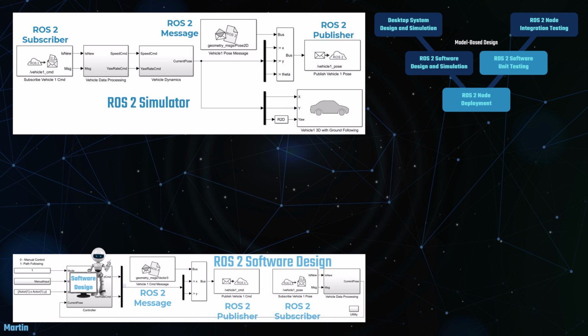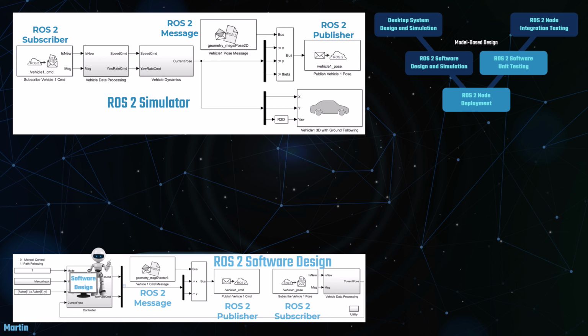Next, we'll transition to ROS 2 node deployment and ROS 2 software unit testing. In this stage, we'll focus on deploying the ROS 2 nodes onto the target hardware and then proceed with unit testing. This ensures that the nodes not only deploy correctly, but also function as expected when isolated.